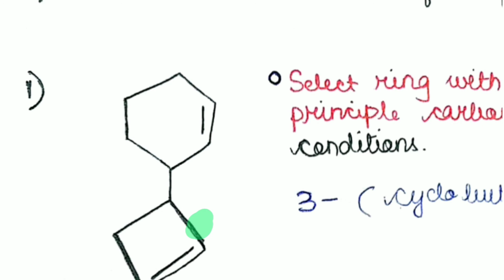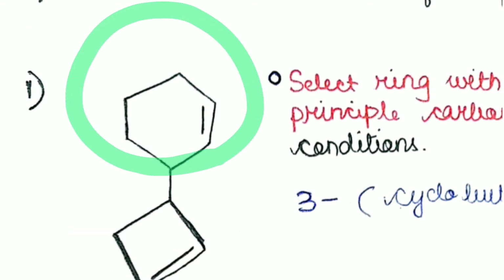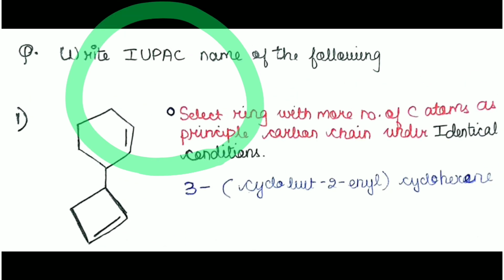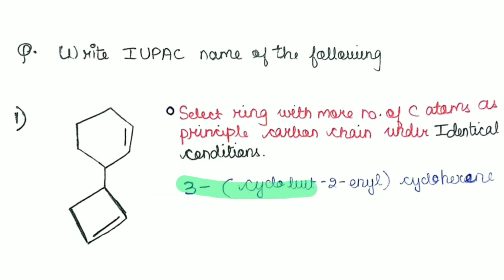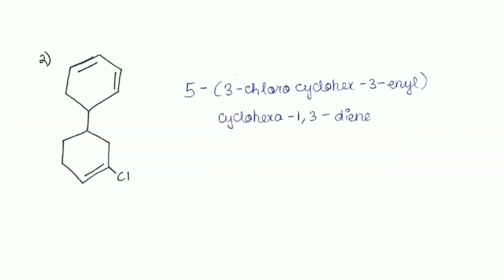So basically this is the free valent carbon because it is attached to the principal carbon chain. So therefore the double bond is getting number 2 locant here. So it is going to be 3, then open the bracket, cyclobut-2-enyl, cyclohexene. This is how we are going to name this compound, guys. 3-(cyclobut-2-enyl), then close the bracket, cyclohexene. So guys, in the same way we are going to name the second compound that we have here.